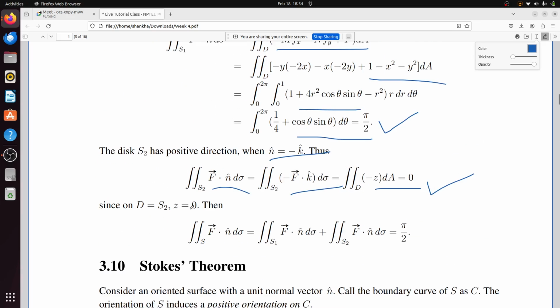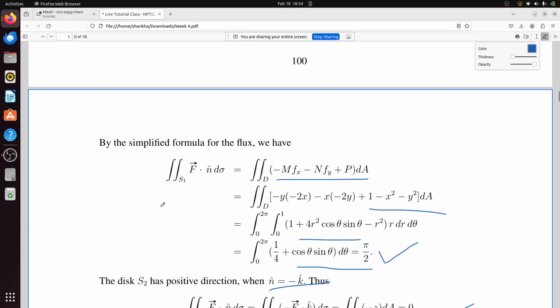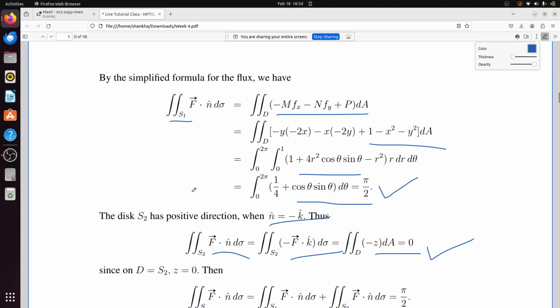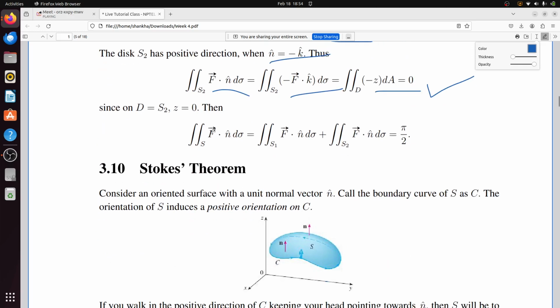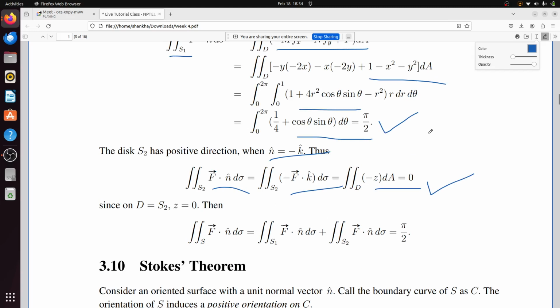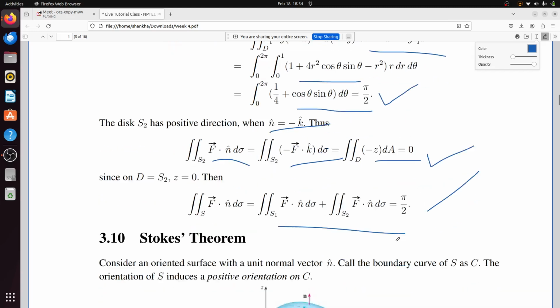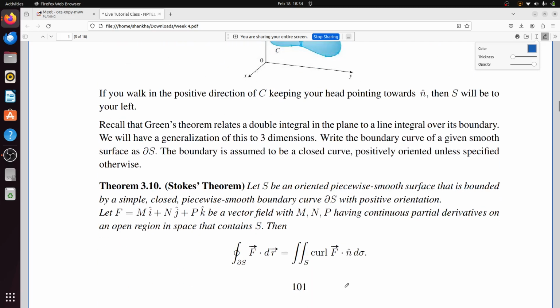So if you entirely compute over S, where S is S1 union S2, then you have to take the sum of these two integrals, and this is simply pi by 2 and this is 0. So the entire answer is pi by 2.